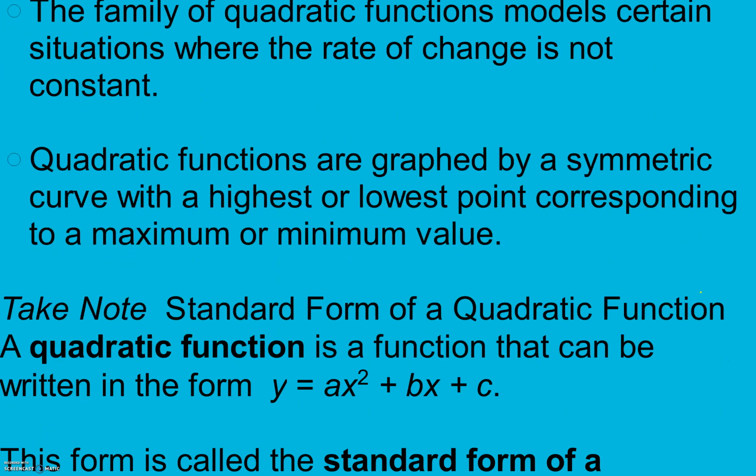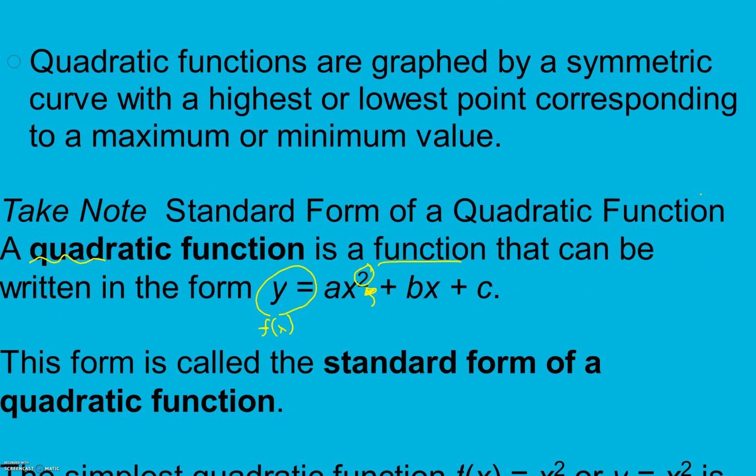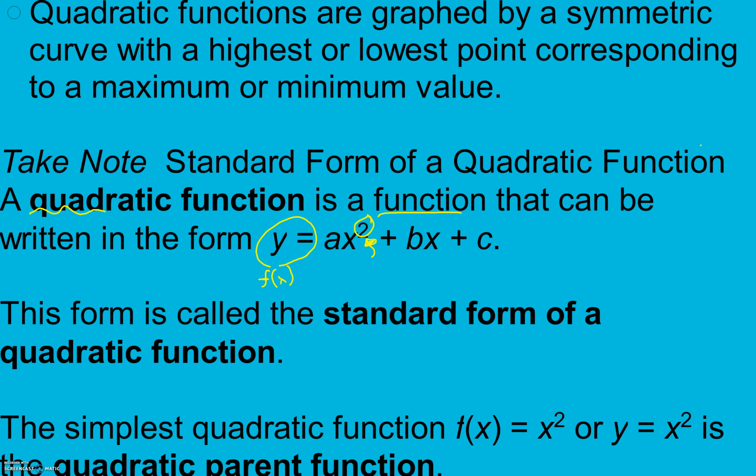Take note, we talked about the standard form of a quadratic function, which we've talked about before. A quadratic function is a function that can be written in the form y equals ax squared plus bx plus c. So we talked about expressions in standard form last chapter, where our biggest variable is first. Here it's a function because it's equal to y, or we could do f of x as well. And it's quadratic because our exponent is a 2 in our first term, our leading exponent, when it's in standard form. This form is called the standard form of a quadratic function, so ax squared plus bx plus c.